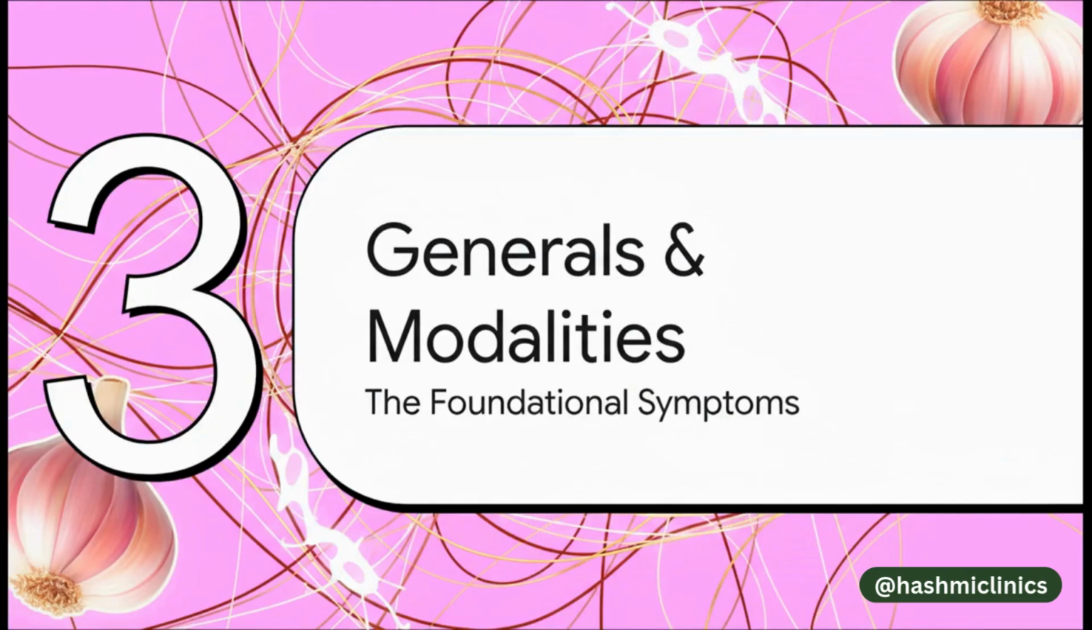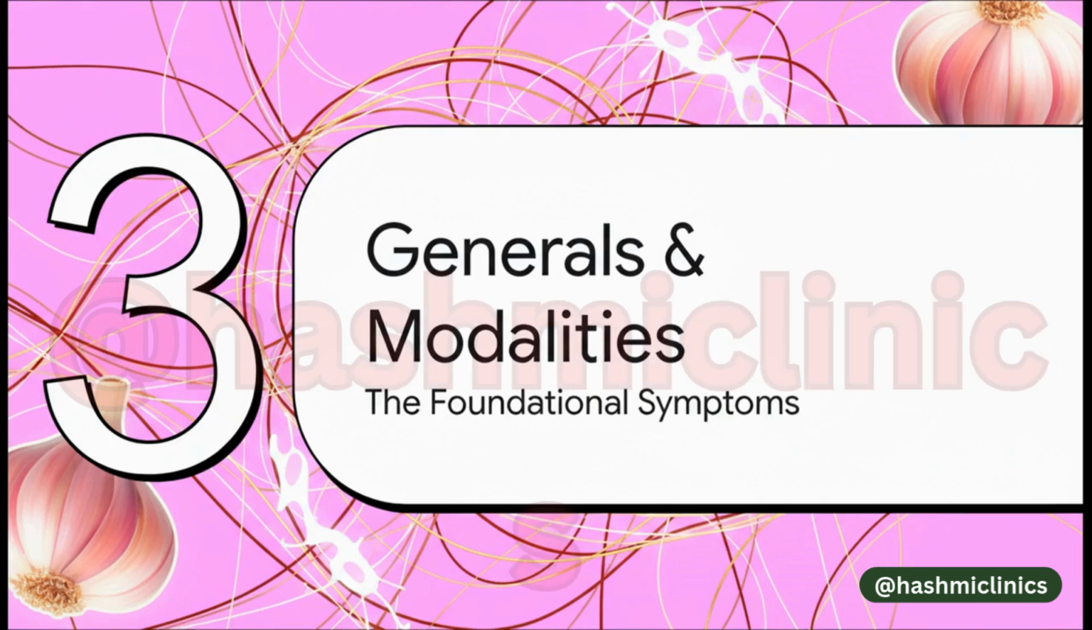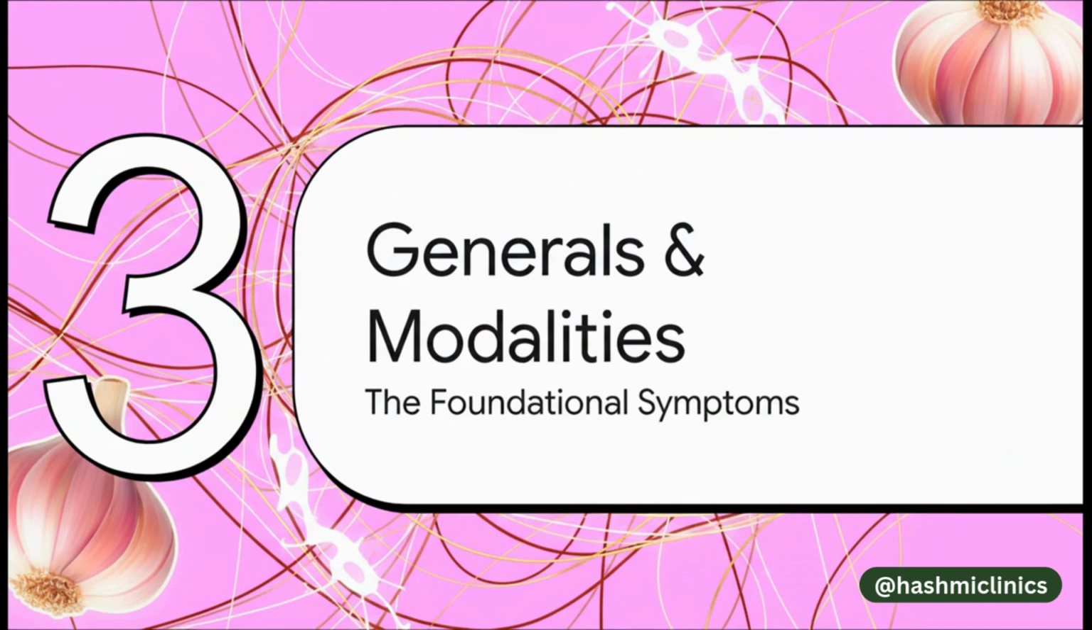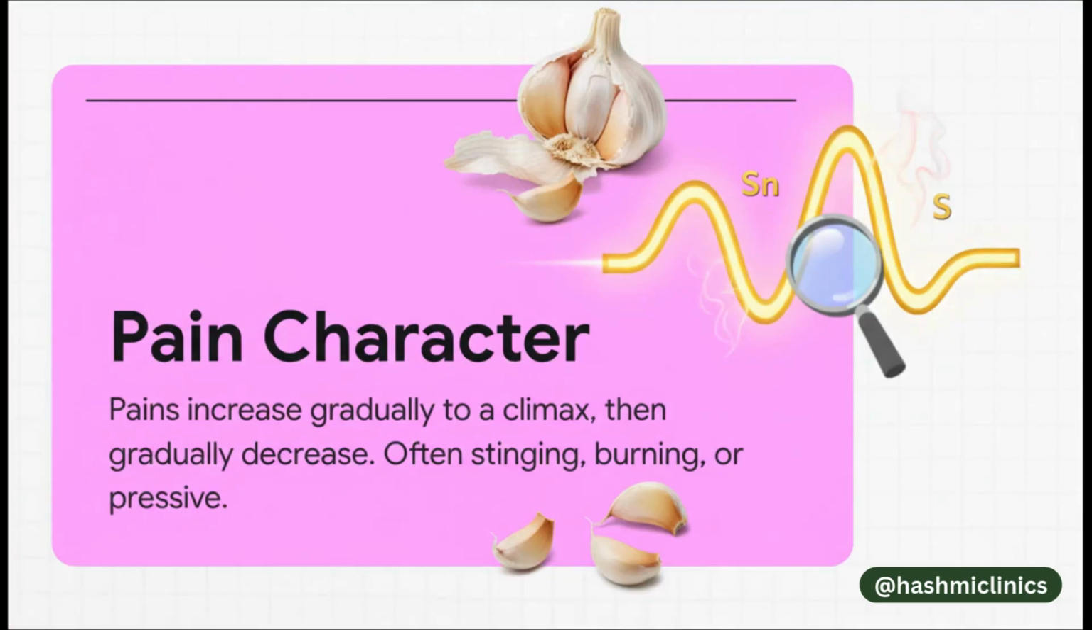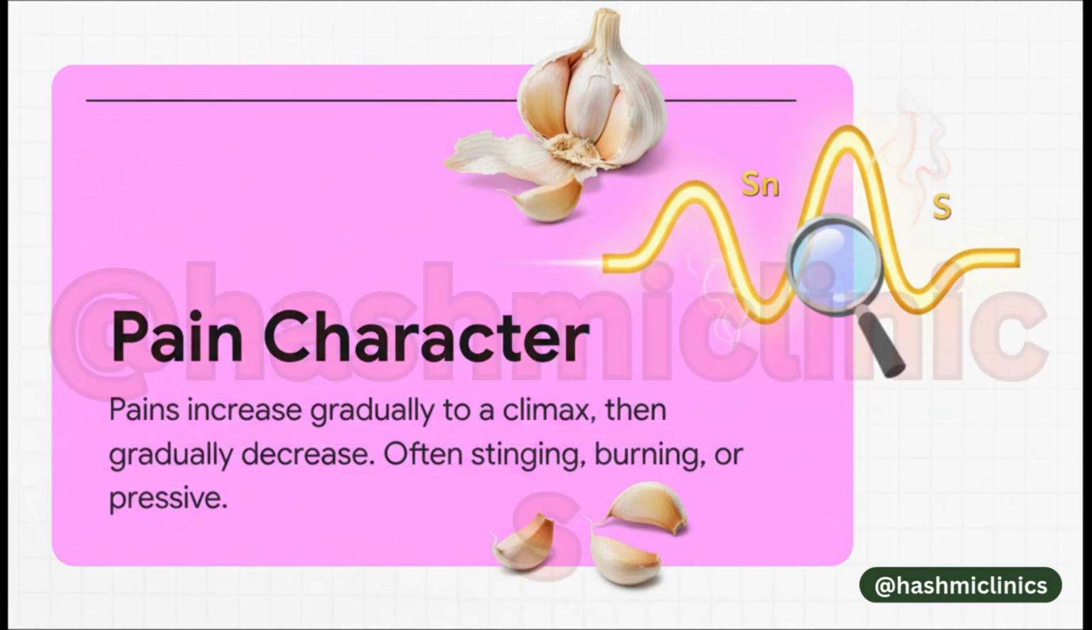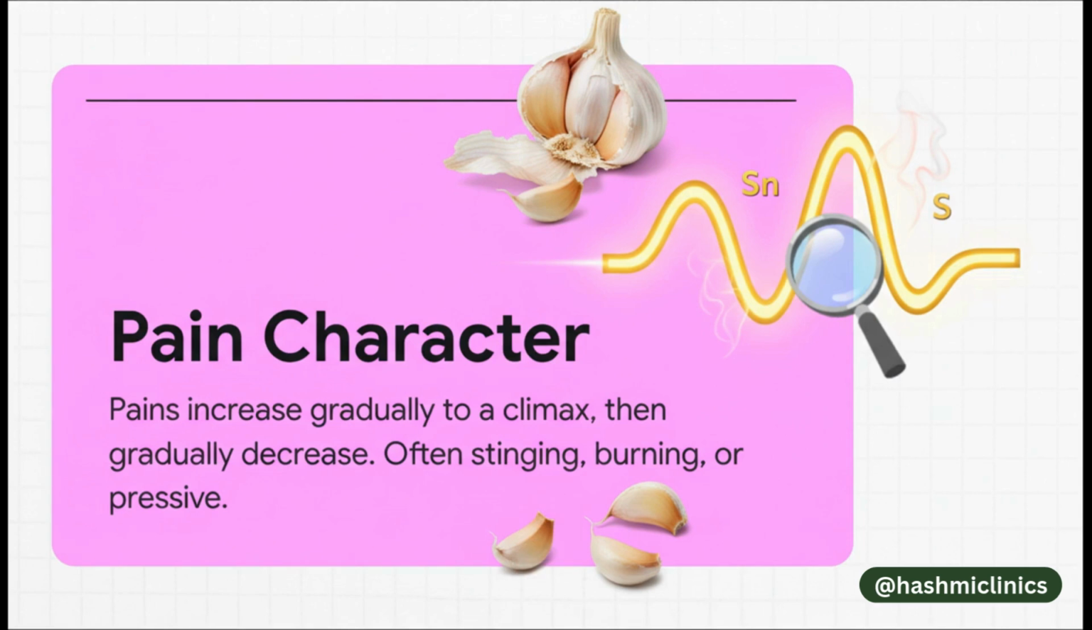Now let's dig into the foundational symptoms, the generals and modalities. Think of these as the threads that run through the entire case, governing all the particular complaints we're going to talk about. And here we have an absolute golden keynote. This unique pain character, a gradual increase to a climax, followed by a gradual decrease, is so characteristic of the remedy. It should immediately make you think of Stannum metallicum, right? When a patient describes their pain with this very specific rhythm, Allium Sativum has to be on your list of differentials. It's a huge clue.